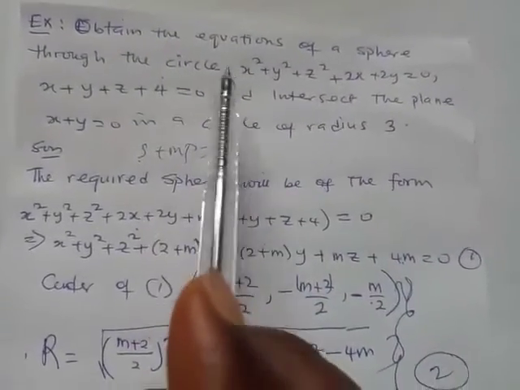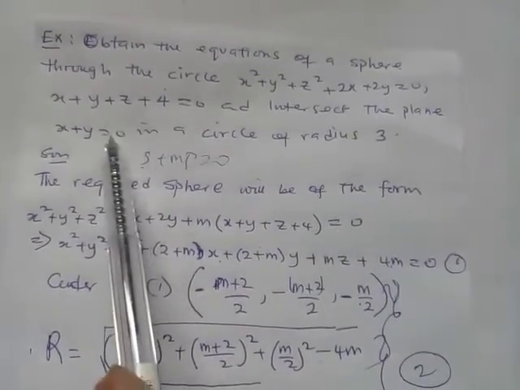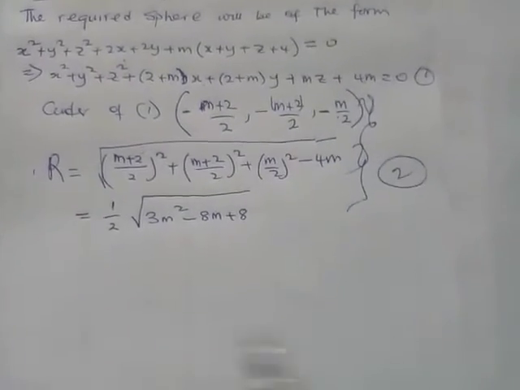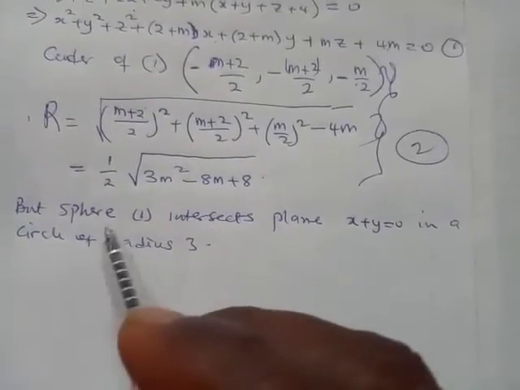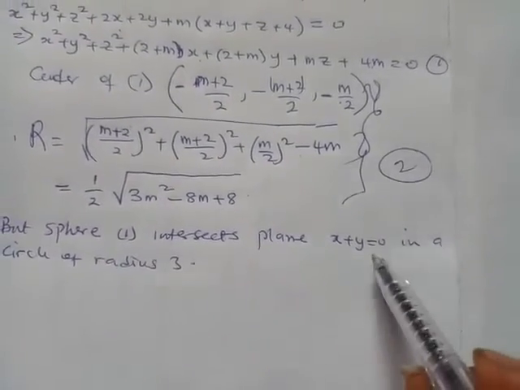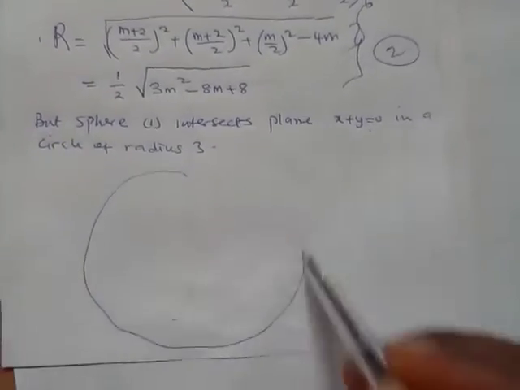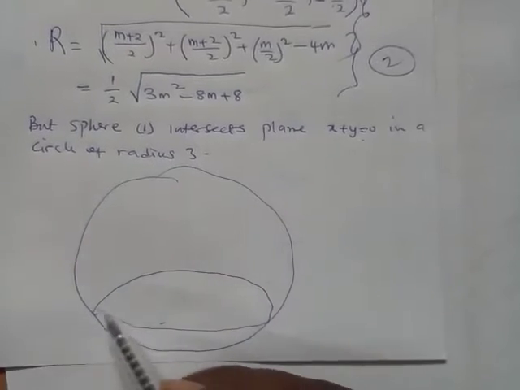But the sphere we are talking about, this sphere 1, intersects this plane. So we need to write it out, and we need to draw it for better understanding. As you can see, sphere 1 intersects this given plane in a circle of radius 3. Let's assume that this is the sphere. This plane is intersecting.